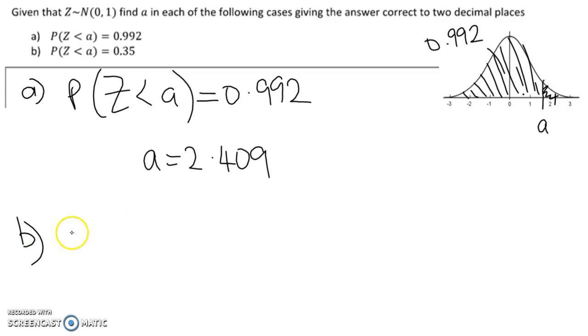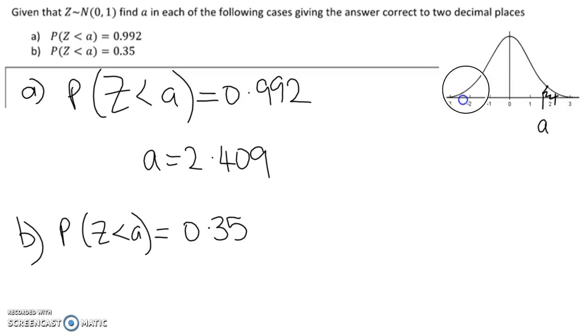In B, similar situation, but this time the area is importantly less than a half. Because it's less than a half, then I know a must be negative, somewhere on the left of the middle of the distribution. I'm just going to place it there. I'm not saying it has to be between -1 and -2. I'm just placing it there. So we know this area is 0.35, so we know our a value must be negative.